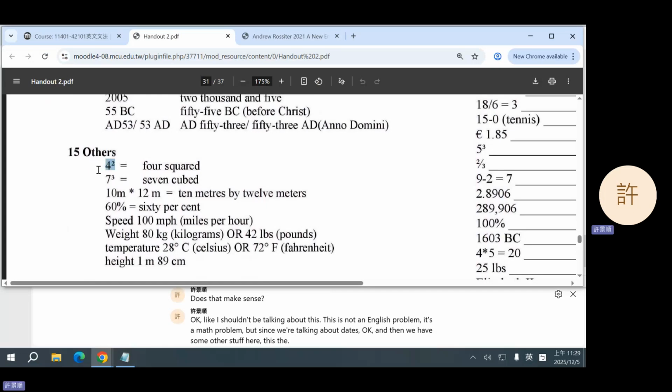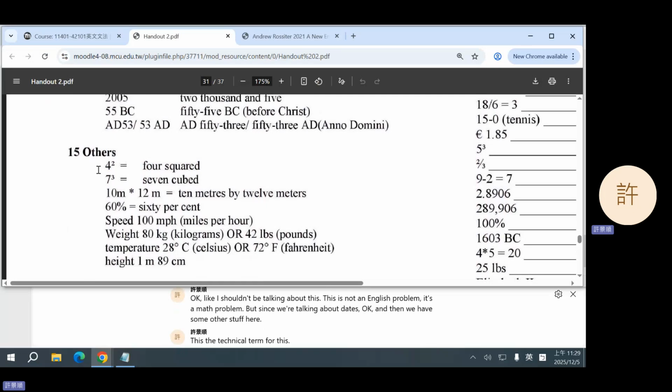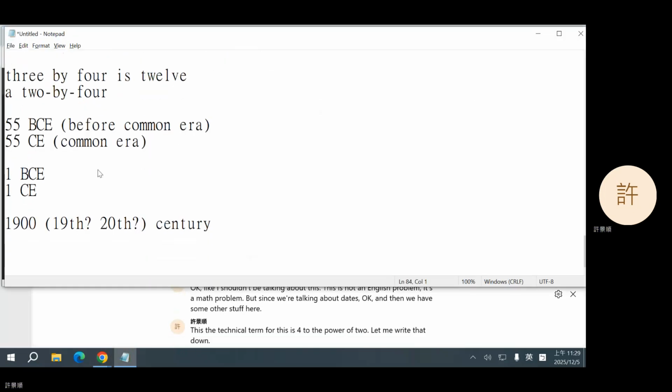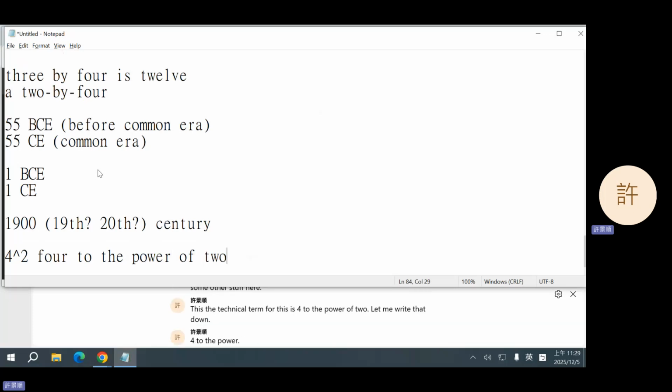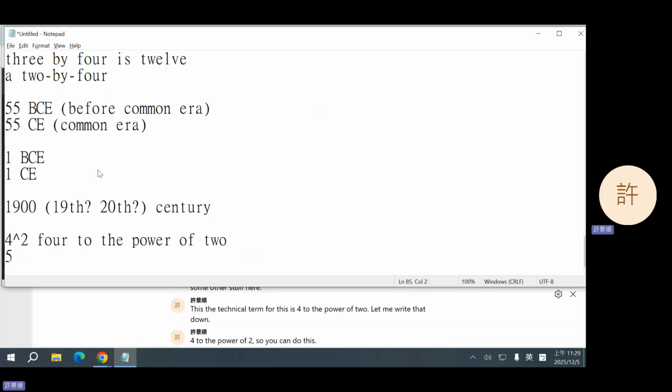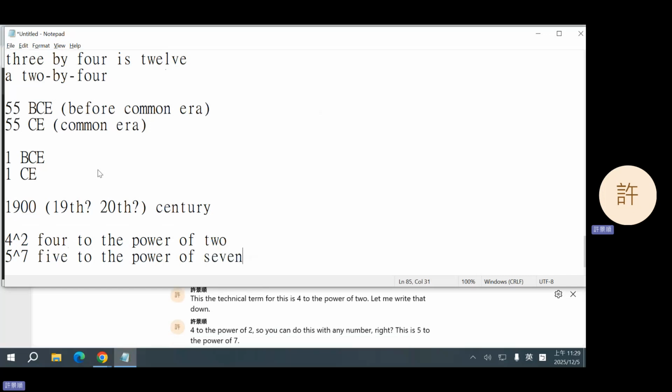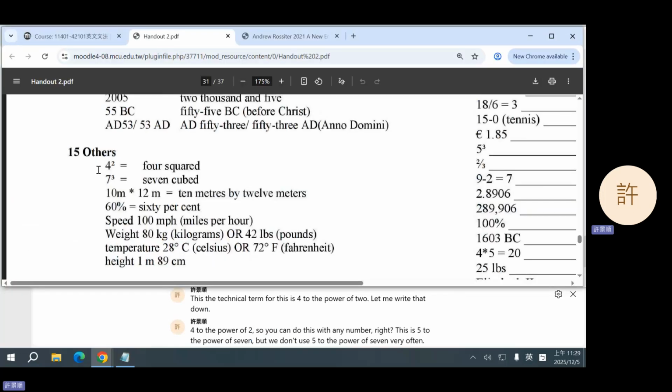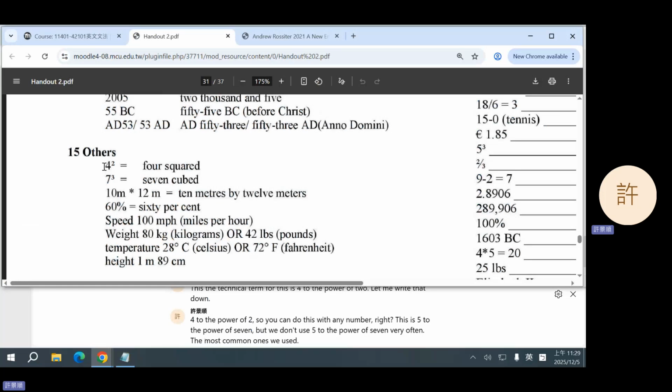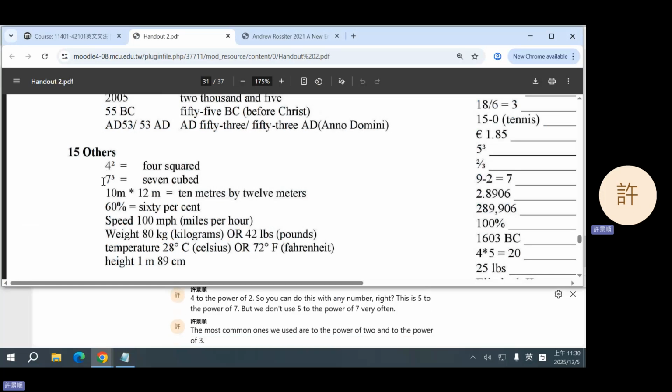The technical term for this is 4 to the power of 2. Let me write that down. 4 to the power of 2. So you can do this with any number, right? This is 5 to the power of 7. But we don't use 5 to the power of 7 very often. The most common ones we use are to the power of 2 and to the power of 3. So the more common way to say this is 4 squared and 7 cubed. A cube is a 3D square, 立方体.